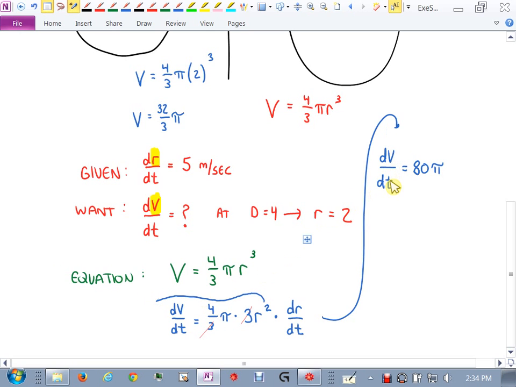Volume per time. Volume is measured in what types of units? Cubic units, right? So feet cubed. Wait, was it feet? No, it was meters. It was meters cubed per second. Time was measured in seconds. So at that particular instant in time, the volume is increasing at 80 pi cubic meters per second. Because it's volume, correct.